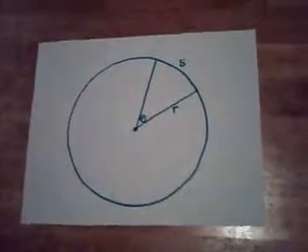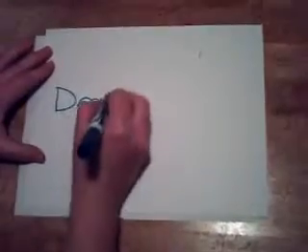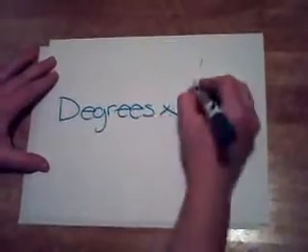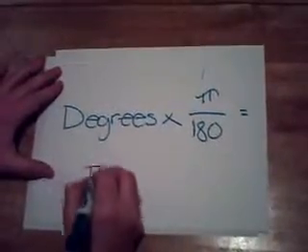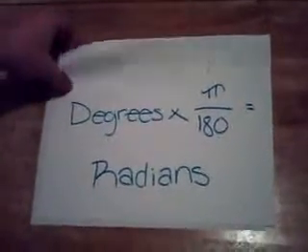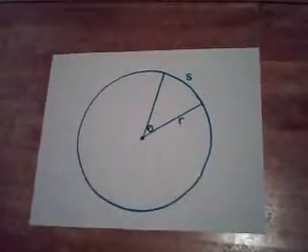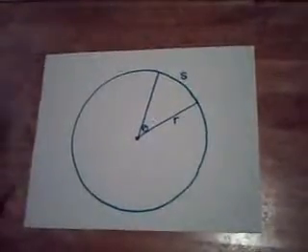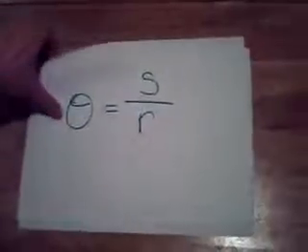Now, because we don't use radians on a regular basis, radians can be configured using degrees. So you take the degrees, and you multiply by pi over 180. You simplify, and it gives you radians. So we measure angular displacement by saying theta, our angle, equals S, which is the arc length, over R, our radius.